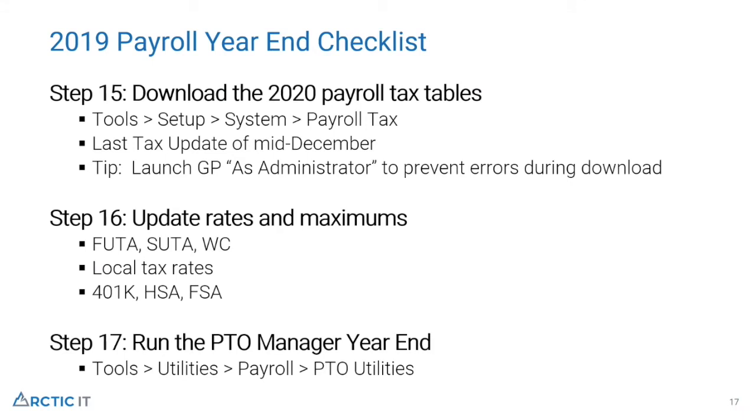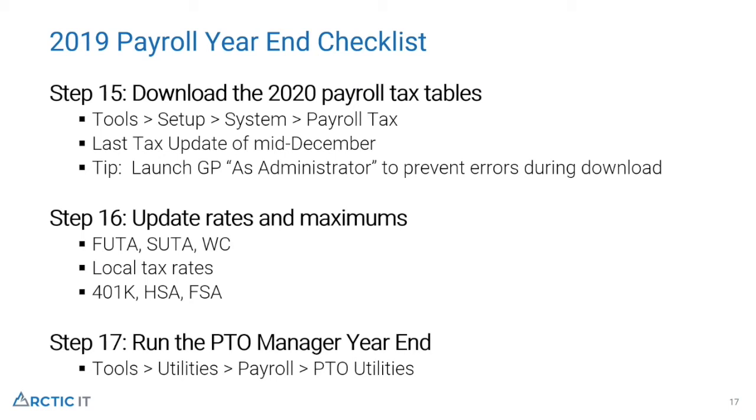Step 15 is to download our 2020 payroll tax tables. Again, those are going to be released mid-December. And if you are using the automatic method, launch GP as administrator so that you don't get any errors. So get those 2020 tables in there.